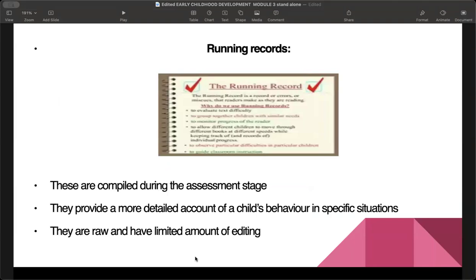Running records. So here we're speaking about records that are compiled during assessment stages that provide a more detailed account of the child's behavior in specific situations. They are raw and have limited amount of editing. All right. So whatever we're coming across in the lesson today, I want us to make notes of it. And please go on to YouTube. Please go on to Google and read up some more information about it so we can familiarize ourselves, because the lesson tonight is very concise, very brief. Next slide, please.